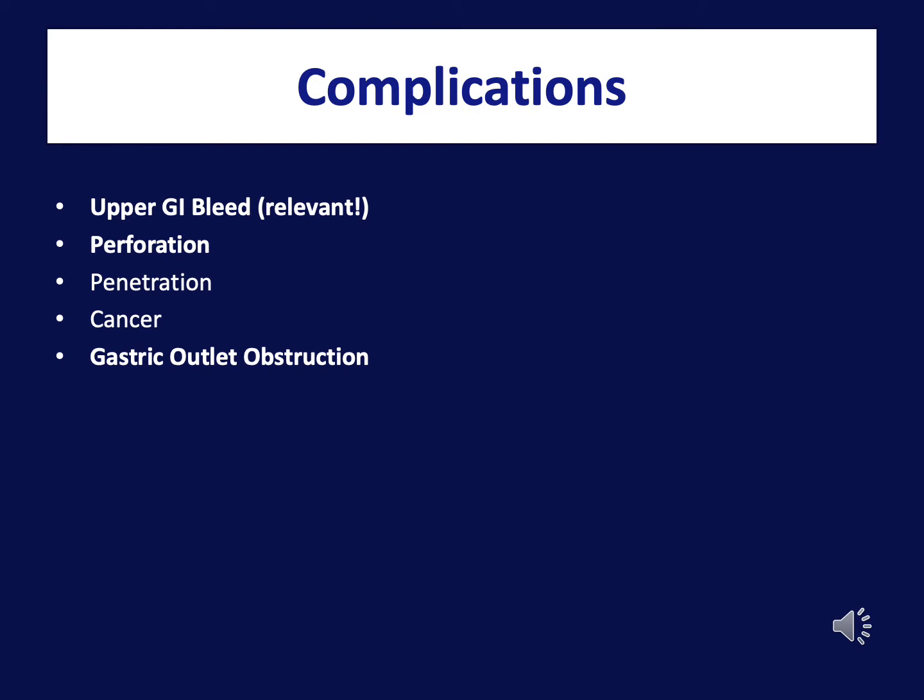Now, peptic ulcer disease is very important because if poorly managed, it can lead to several complications, the most important of which are upper GI bleed or perforation.